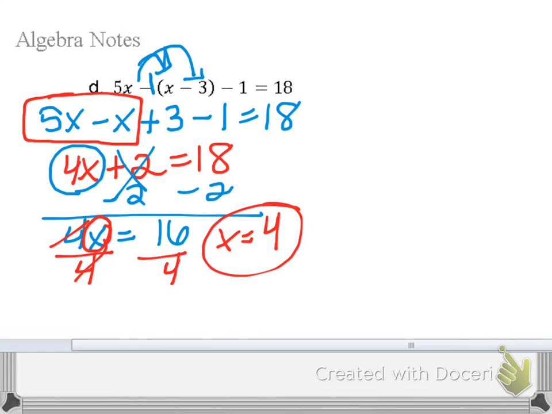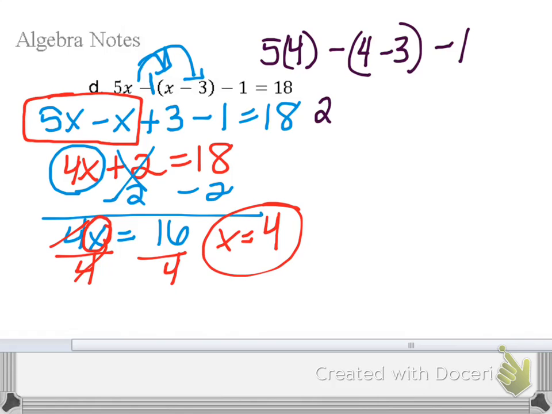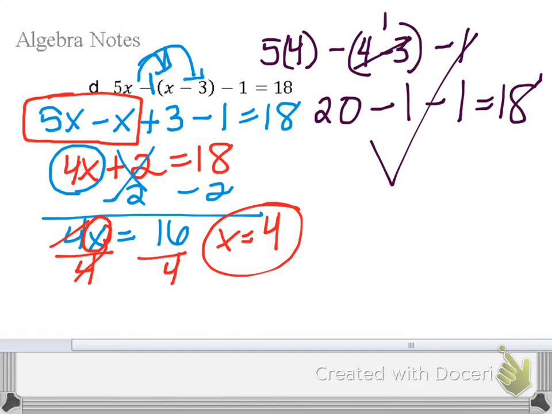And the last step, we go back and check. So we have 5 times 4 minus 4 minus 3 minus 1. Okay, so 5 times 4 is 20. Minus 4 minus 3 in the parentheses would be 1. And then minus 1 again. So 20 minus 1 is 19. 19 minus 1 equals 18. Which is what we started with. Okay, moving on to the last example.